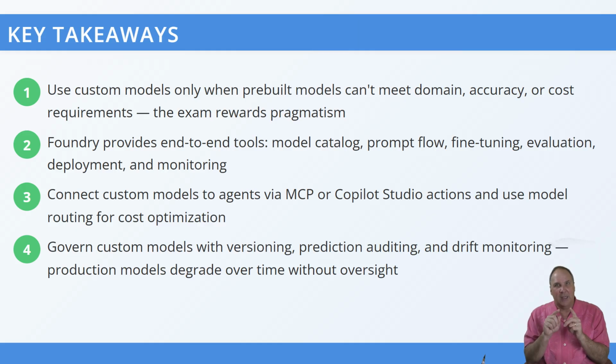Number 3, connect custom models to agents via MCP or Copilot Studio tools. Use model routing for cost optimization and monitor for ongoing quality. Number 4, govern custom models with versioning, prediction auditing, and drift monitoring. Production models will degrade over time as real-world data shifts.